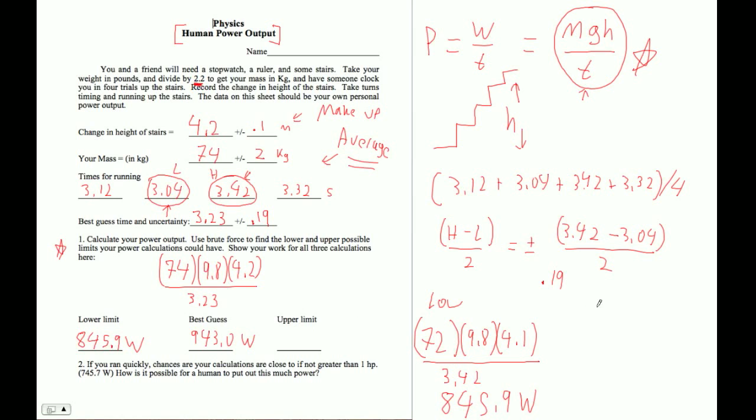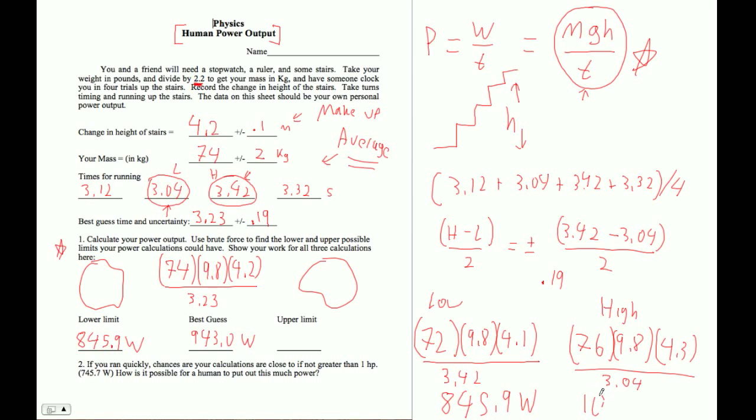Then the upper limit, the high one. You should do your low calculation and your high calculation. For the high calculation, I'm going to say that I had more mass than I thought, so 76 kilograms, 74 plus 2. It's still 9.8. Then I'm going to say the stairs were even higher, 4.3. Then divide by the shortest time, which gives us the biggest power. So 3.04. Let's do that one: 76 times 9.8 times 4.3 divided by 3.04. That's 1,053.5 watts.